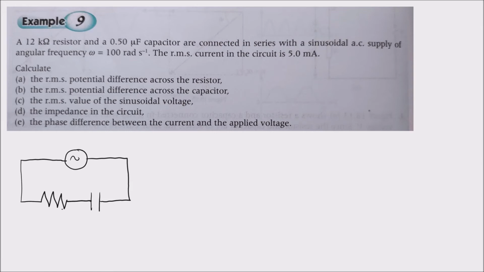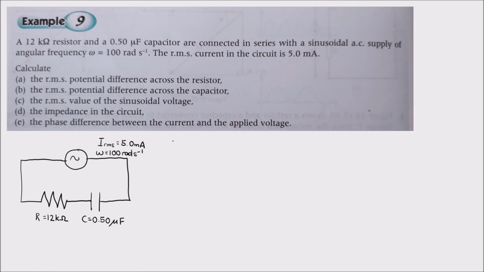Okay, so let's label everything down. The resistor here, R, should be equal to 12 kilo ohm, whereas the capacitor has a capacitance of 0.50 microfarad. Then the sinusoidal AC supply has an angular frequency of 100 radian per second. That means the current and the voltage oscillate back and forth with an angular frequency of 100 radian per second. And the RMS current in the circuit is 5 milliampere. Okay, so this is the circuit that we have.